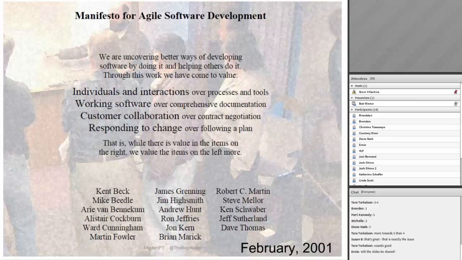So this artifact here, this is a page from the manifesto for Agile software development. Type a yes or no if you've heard of this thing before. It's commonly known as the Agile Manifesto, and I believe you can find it at agilemanifesto.org. Mixture of yeses and nos.